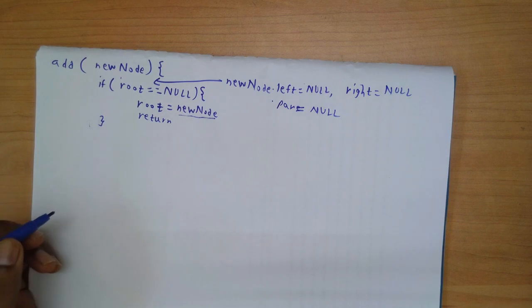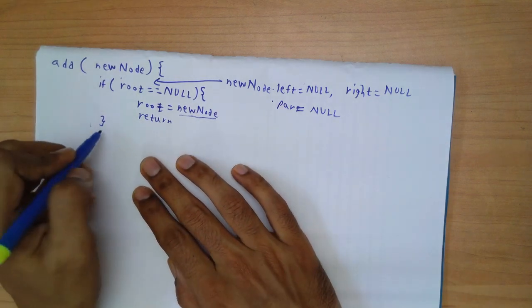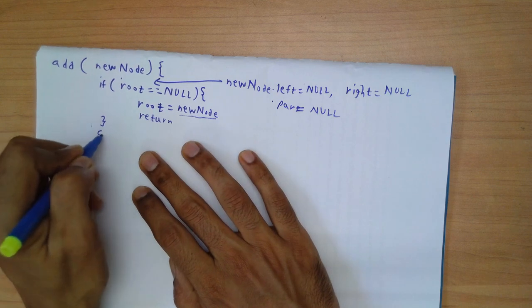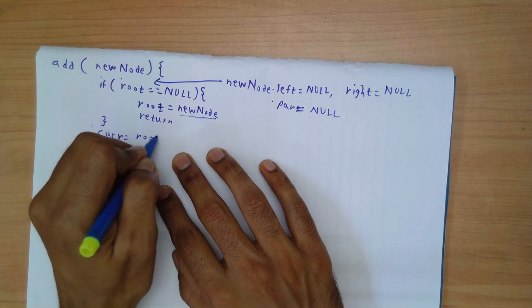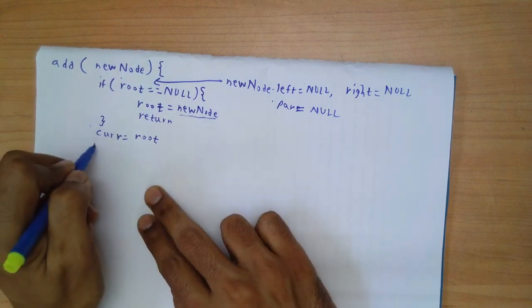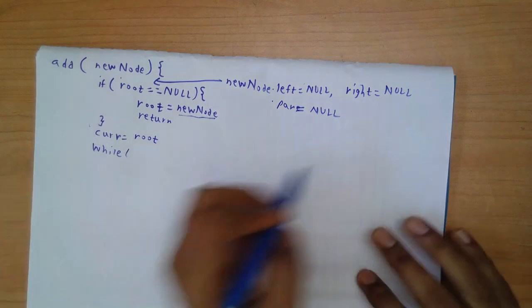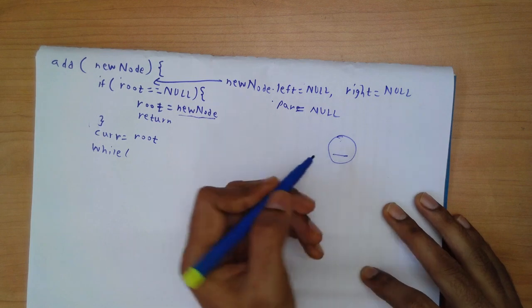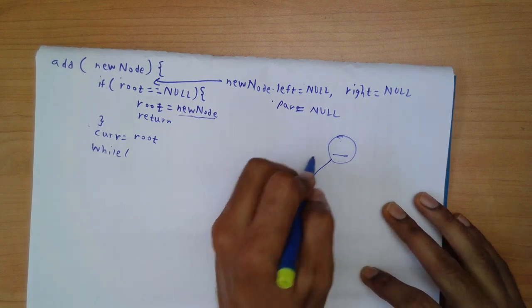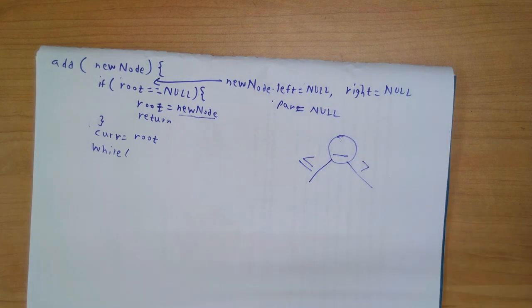Otherwise, what we have to do is start iterating through our tree. Let's say that I use a variable current to keep track of the node that we are looking at, and I start from the root. Now I will need a looping construct to go through the tree. So what is the idea? Go to the root, and compare the value in root with the new value that you have. If it is less than or equal to, go to the left. If it is greater, go to the right. That's the idea that we have.